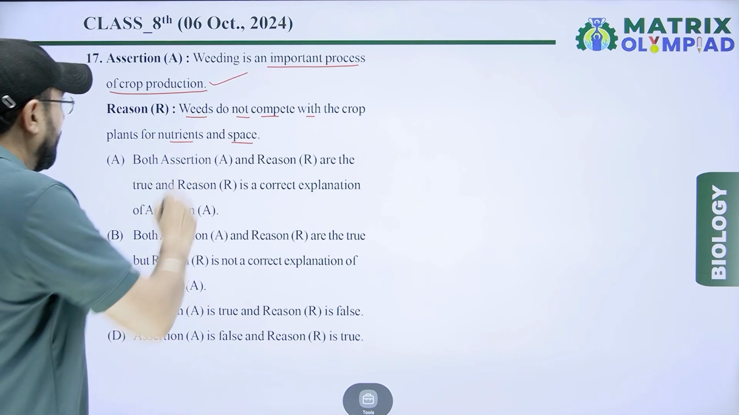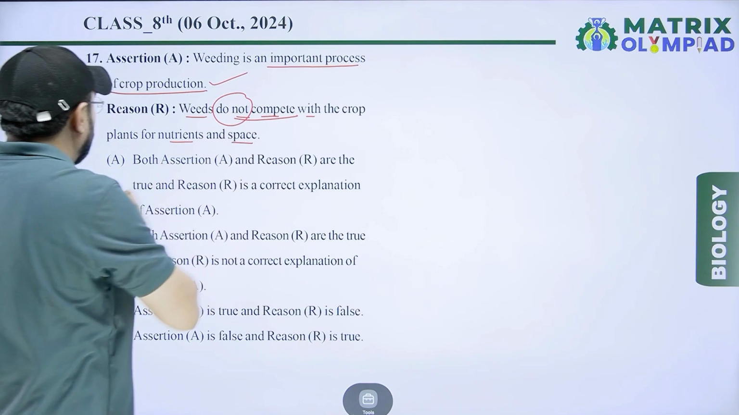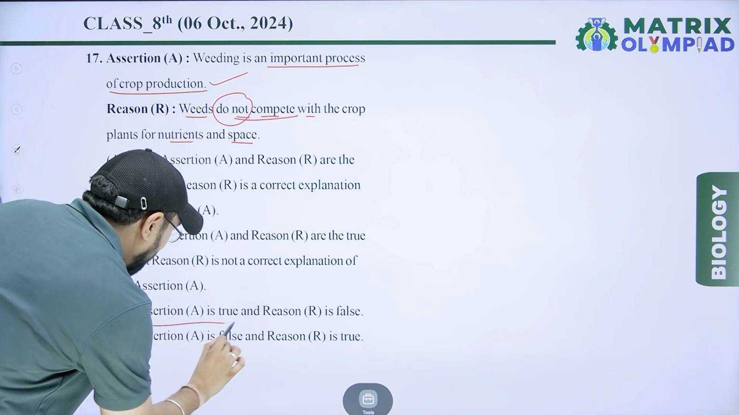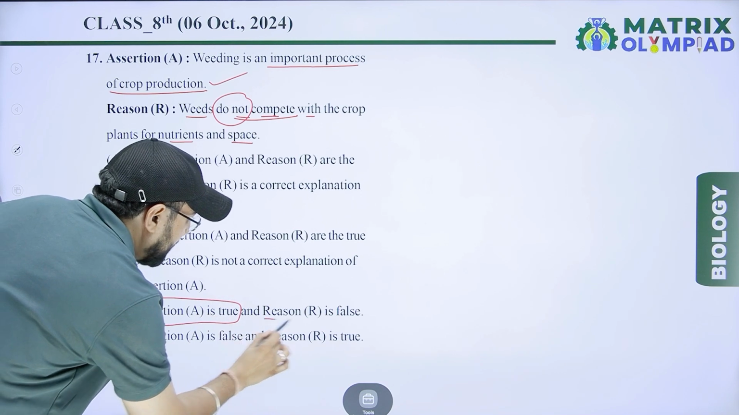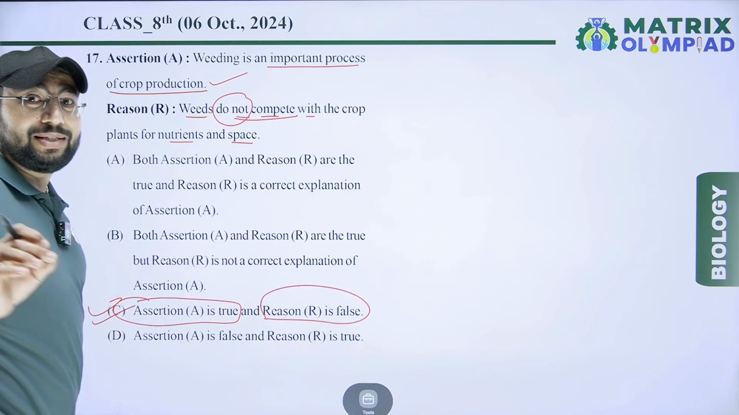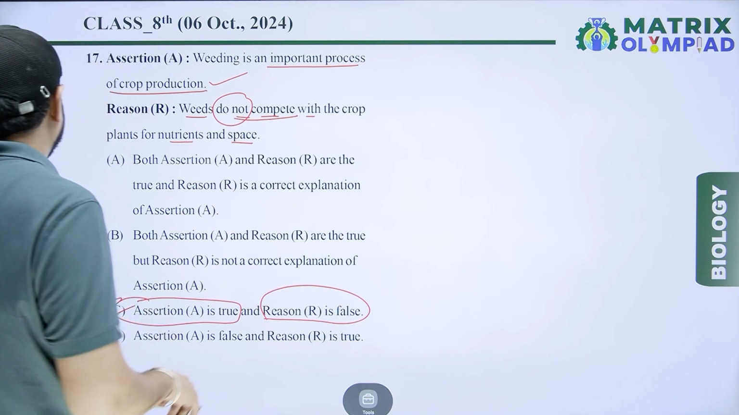Compete. In this, do not compete. This is wrong. So assertion A is true and reason R is false. So option C is the right answer for this question.